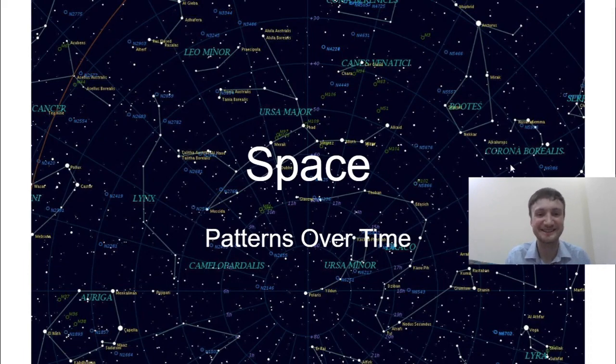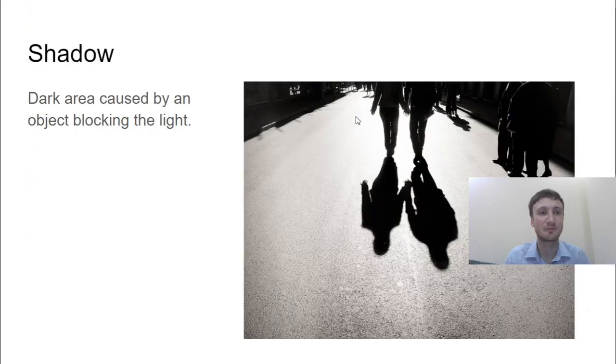Let's learn about space. Okay, right. So shadow. What's a shadow? Starting off very easy. A shadow is a dark area caused by an object blocking the light. So you've all seen shadows before? You just all know what a shadow is. Great.